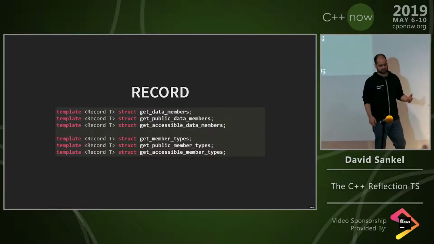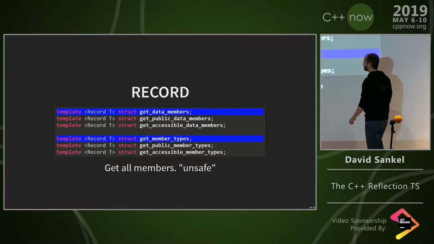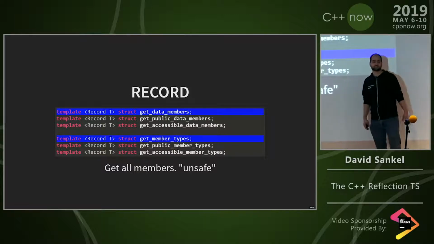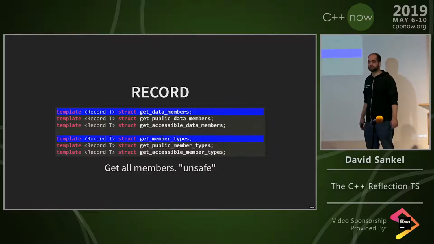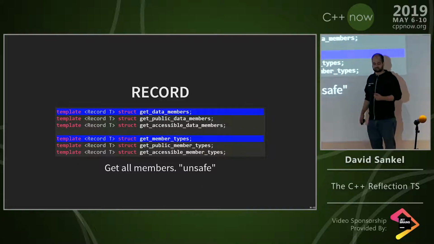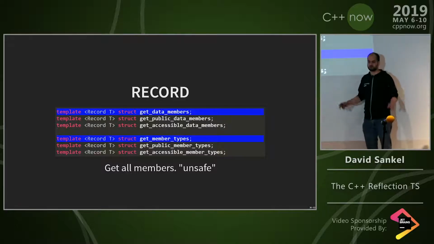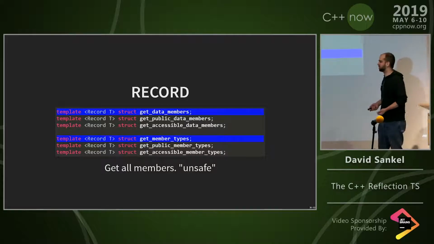There are three kinds of accessor functions. The first one is get data members, or get member types. This is unsafe in the sense that it doesn't care about whether they're private or public or whatever. This is an easy way to break private and public stuff. So if you want to make a coding standard, or make a tool which checks for bad things being done, you can check for get data members or get member types. If you need to use these things, you might be breaking encapsulation in some way.